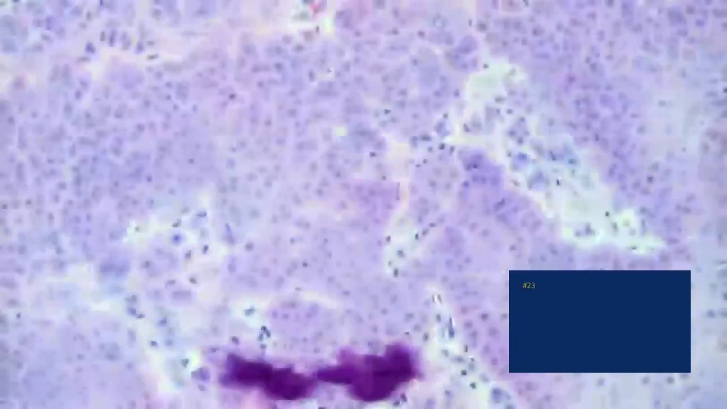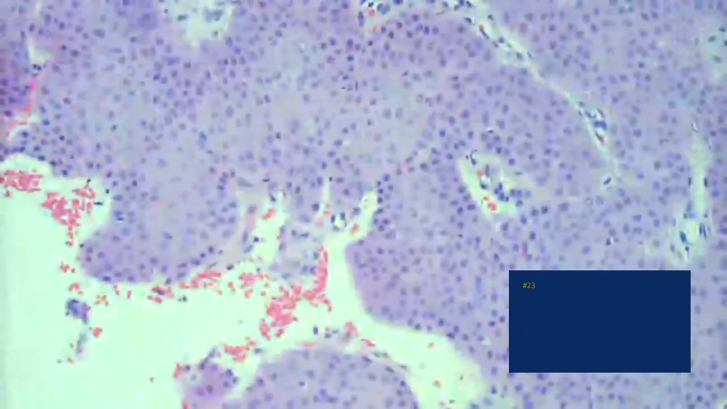No mitotic figures, really. No striking atypicality. These lesions are benign, so you don't necessarily have to go back and re-excise these. A lot of guys do. They tend to recur.